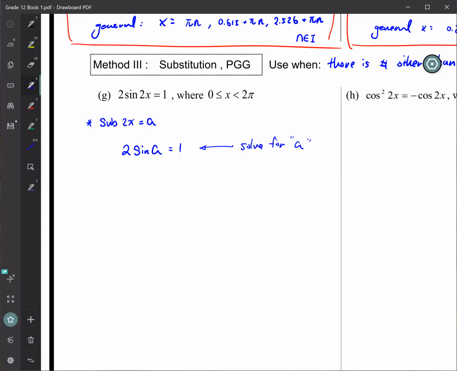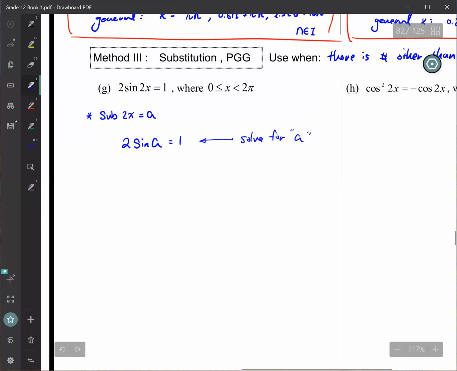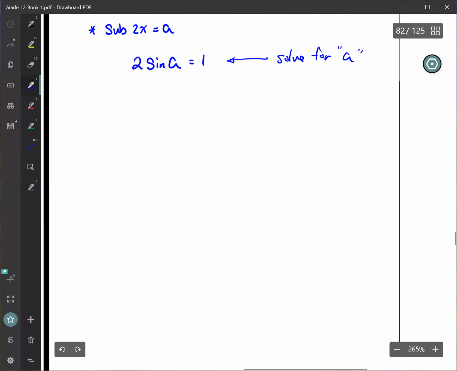Okay, then we can do it using method 1 here, right? There's only one variable, so we ignore the x. For the one that has x, we pretend 2x is a, and we solve for a. If we isolate, it will be sine a equal to half, right? We do the same thing as before. We draw the quadrants, so it'll be quadrant 1 and 2. Okay, fill in the sides.